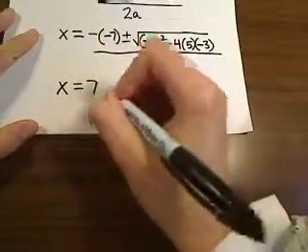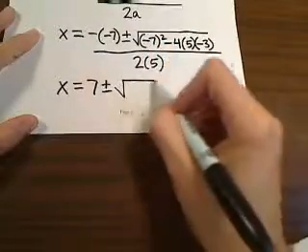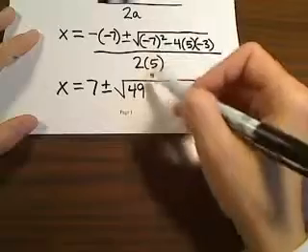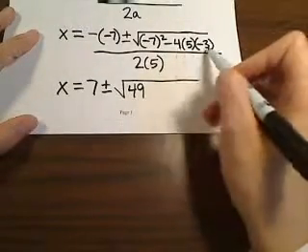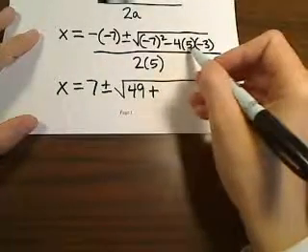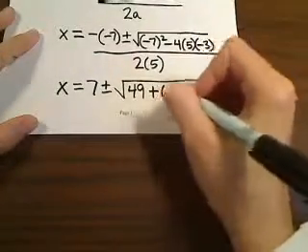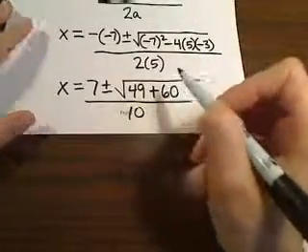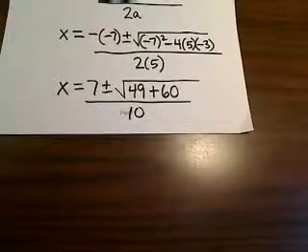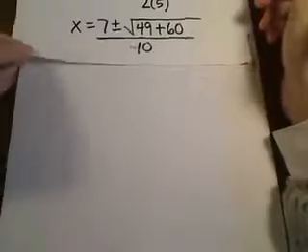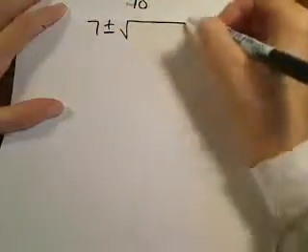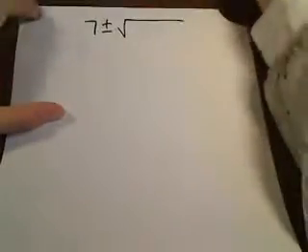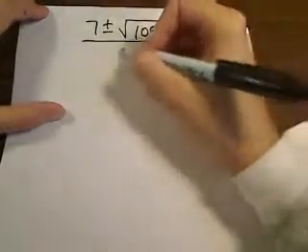So this is x is equal to 7 plus or minus the square root of 49. Negative 7 squared is 49. We have two minus signs here, negative 4, negative 3, so this is going to become plus, and we have 4 times 5 is 20, times 3 is 60, and this is all over 10. Okay, so let's simplify here under the radical. So we have this right here. It's going to be 7 plus or minus the square root of 49 plus 60 there. You're going to have 109. And then all over 10.